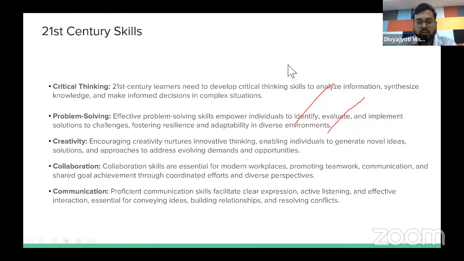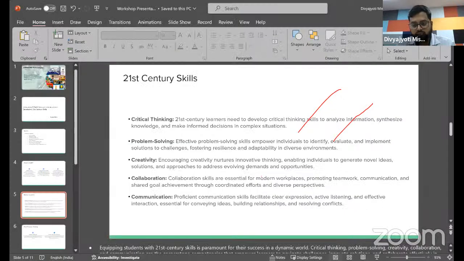Someone is annotating. If you can see, yeah, Divya, if you can block this or remove this.